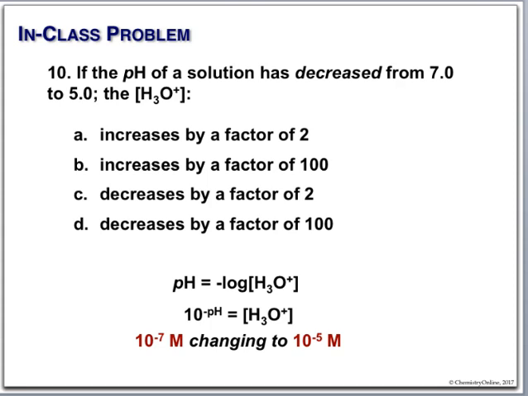So, do we have more hydronium or less? Well, 10 to the minus 7 is a little tiny number. 10 to the minus 5 is a bigger number, isn't it? By how much? 100. 2 orders of magnitude. Minus 7 to minus 5, that's a factor of 100. Any question?